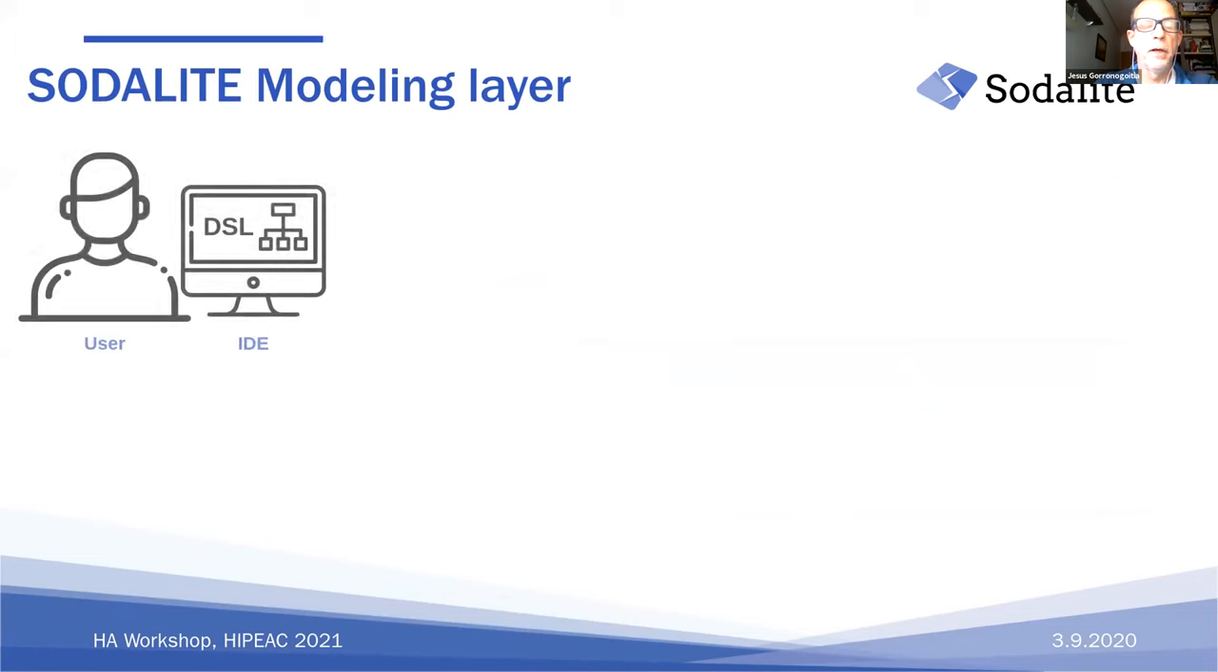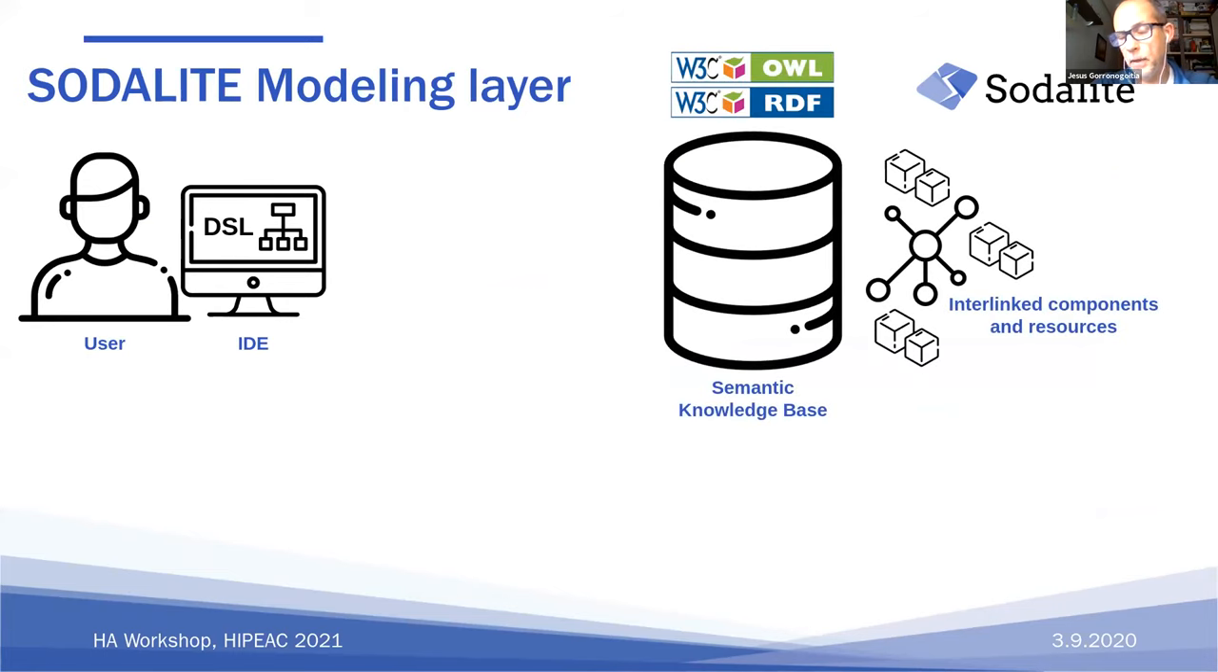And to be more precise about the modeling layer, the different users or roles we are supporting in the IDE. On the other hand, we have a repository of resources and components that can be reused in order to create this application deployment topology. These resources and components are described within a semantic knowledge base. So all the information about these resources and components can be extracted by the knowledge inference and reasoning capabilities of the knowledge base. In particular, the resources and components can be reused and can be presented to the user in the IDE.